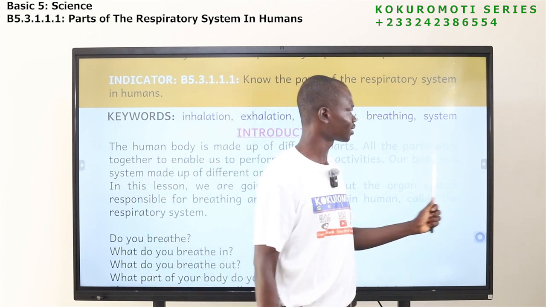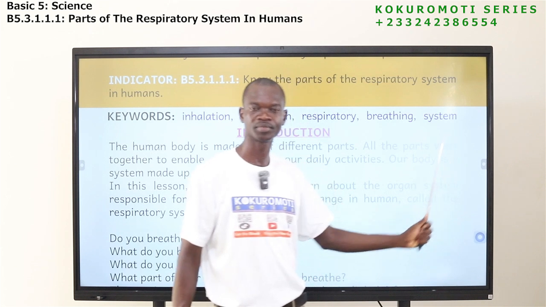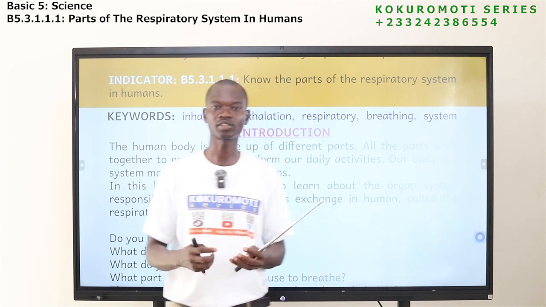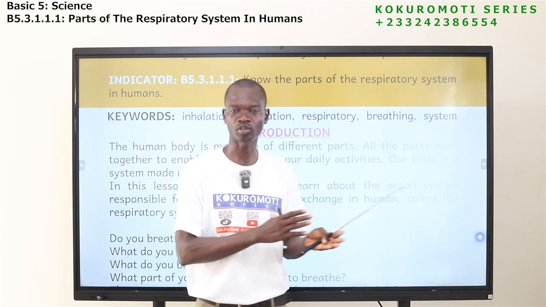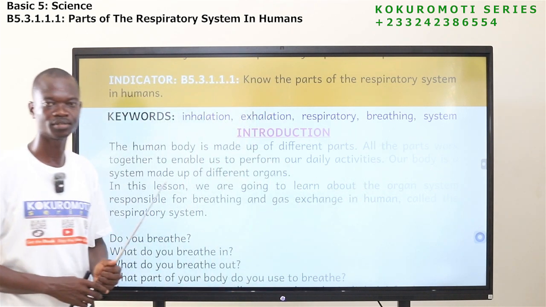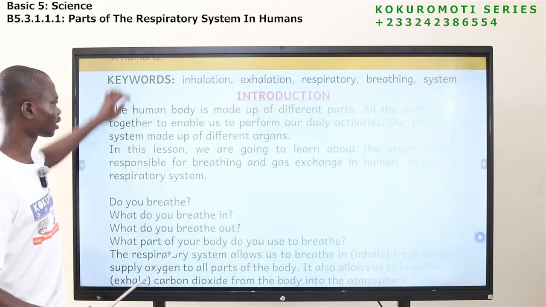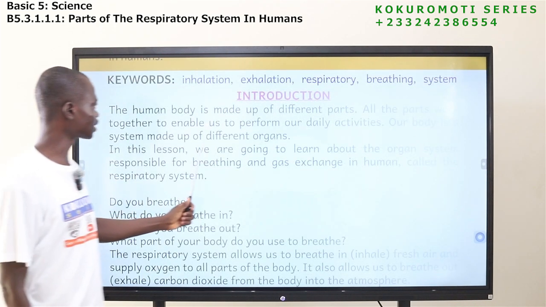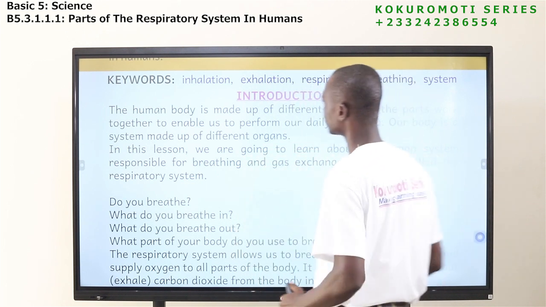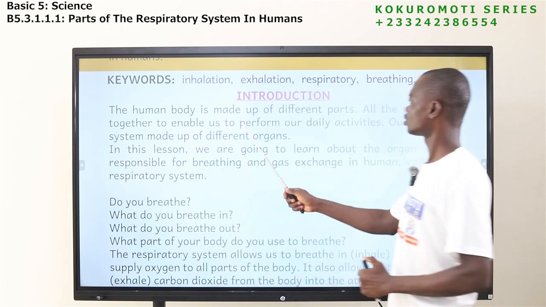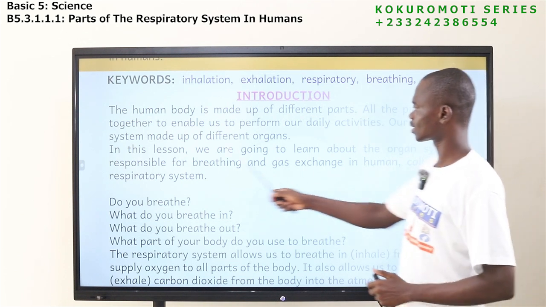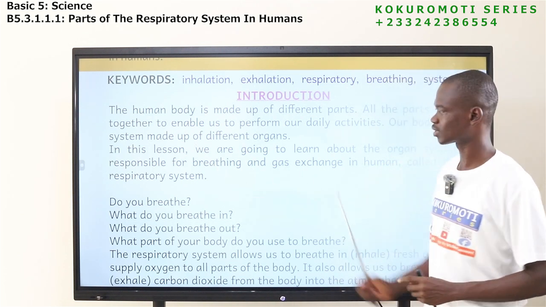The next word is system. System refers to different parts that are working together to achieve a common goal. So these are the words that we are going to see. Now let me read. The human body is made up of different parts. All the parts work together to enable us to perform our daily activities. Our body is a system made up of different organs.